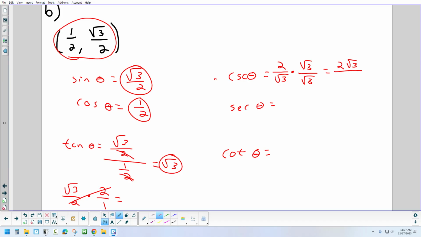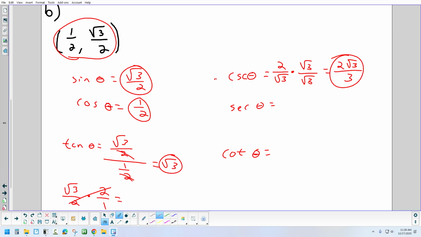Square root of 3 times the square root of 3 is 3. Is that because it becomes the square root of 9? Yes, and then that's 3. So 2 root 3 over 3. That is your cosecant. How about the secant?